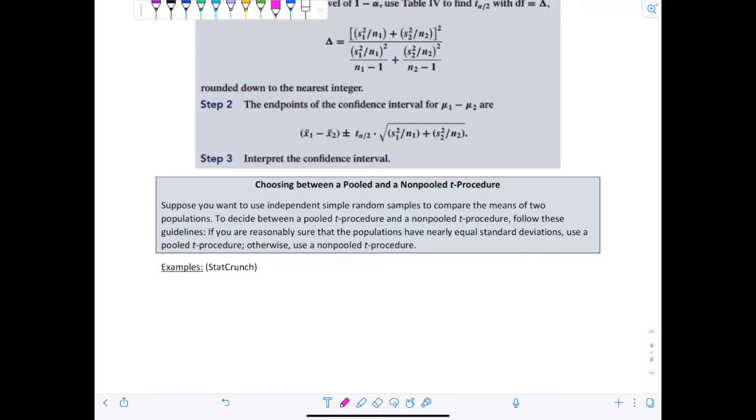Because say you end up going into research or you need to set up a study, which one should you use? Well, basically, if for some reason, when you're looking at the two populations in question, you're reasonably sure, okay, so what's reasonable? I know, right? That allows for some interpretation. If you're reasonably sure that the populations have nearly equal standard deviations, then use a pooled T procedure. But if you're not reasonably sure, then just use the non-pooled, okay?